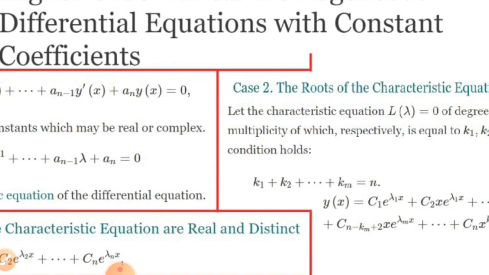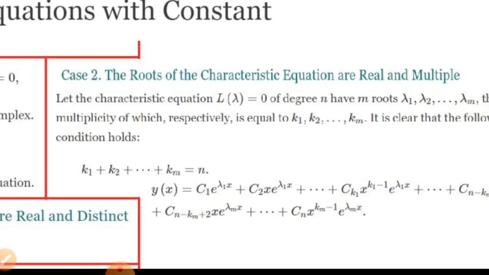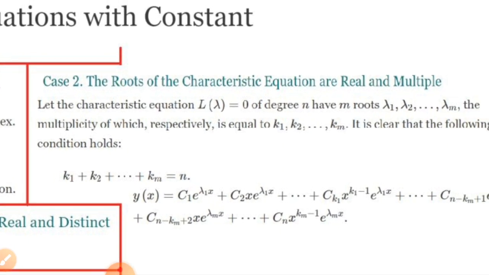The second possibility is that the roots of the characteristic equation are real and multiple, meaning one root is repeated multiple times, like lambda 1 comes 3 times, lambda 2 comes 4 times. So, if we have the roots lambda 1, lambda 2, up to lambda m, and they are repeated, like lambda 1 is repeated k1 times, lambda 2 is repeated k2 times, and so on.